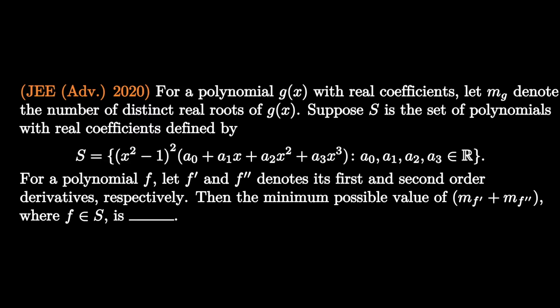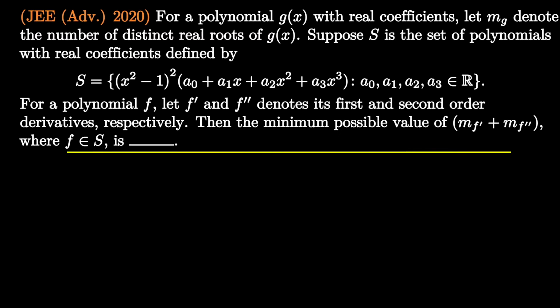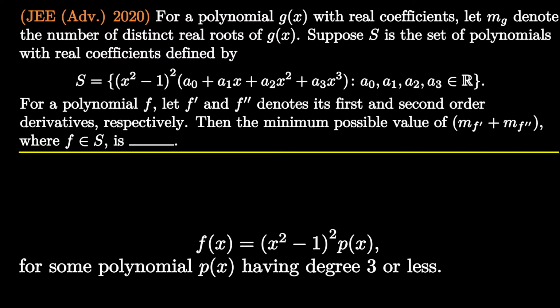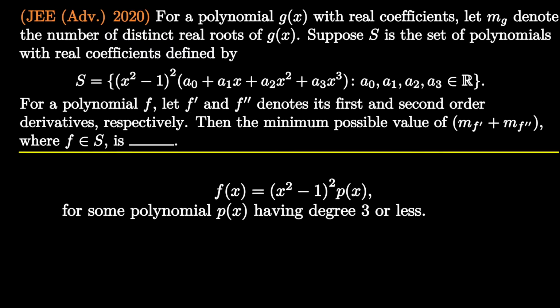And we are asked to find the minimum possible value of m_f' + m_f'', where f belongs to S. We are given the set S of polynomials of the form f(x) = (x² − 1)² p(x) for some polynomial p(x) having degree 3 or less. Notice that the coefficients of p(x) are not necessarily non-zero, so the degree of p(x) can be less than 3. We need to find the minimum possible value of m_f' + m_f''.